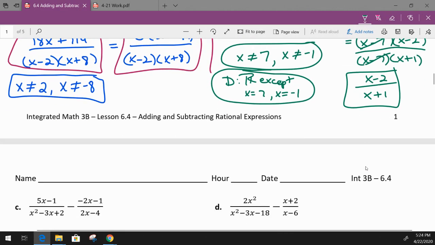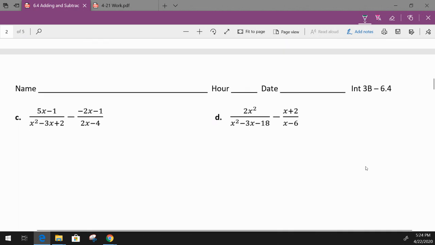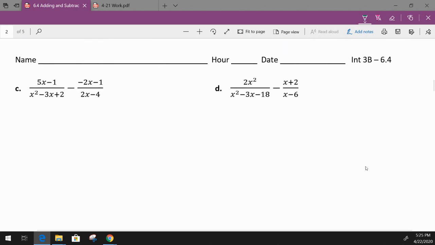Okay, let's see, what else do I have here? Oh, so I got a couple more, maybe a little bit harder. Okay, so example C.